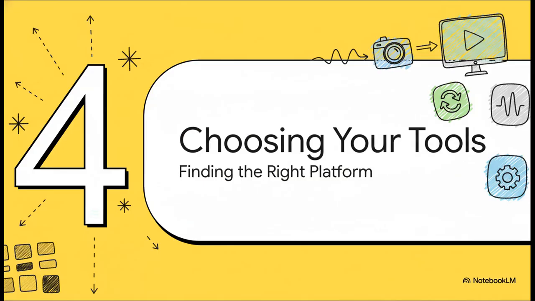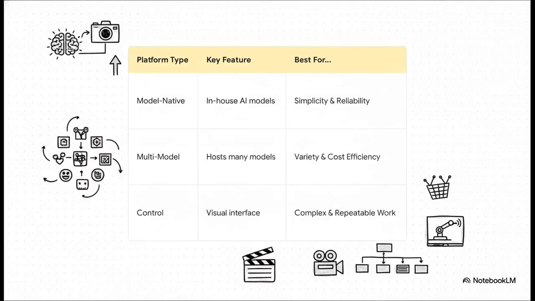All right, so you get the concepts, you get the workflow, but where do you actually do all this? Let's take a quick look at the different kinds of platforms out there so you know where to start. You've basically got three main flavors of these platforms. First are the model-native ones, like Midjourney or Runway. They use their own special in-house AI, so they're usually pretty simple and reliable.